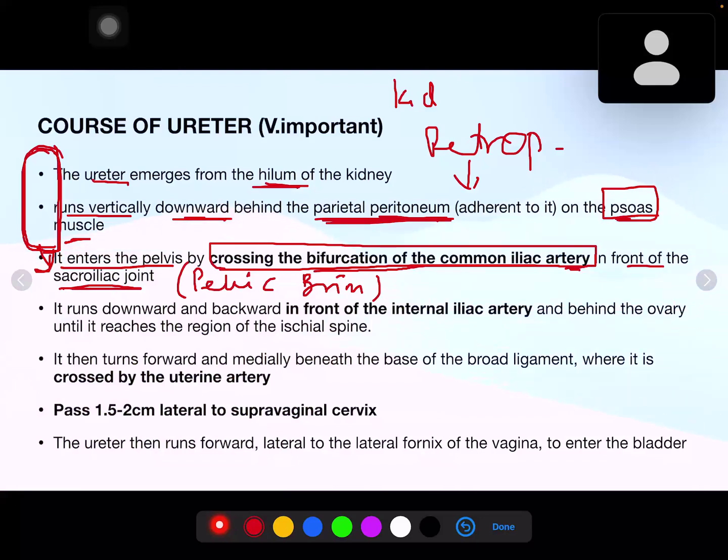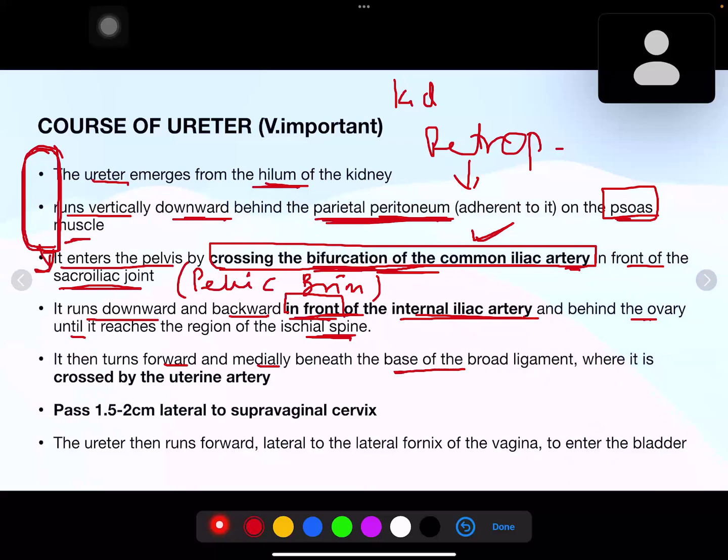Now, after crossing this bifurcation, it runs downward and backward, in front, again in front, okay? It was in front of the common iliac artery, now again it is in front of the internal iliac artery and behind the ovary until it reaches the region of the ischial spine. Now it goes to the spine level. It then turns forward and medially beneath the base of the broad ligament where it is crossed by the uterine artery. Now the uterine artery is actually crossing the ureter.